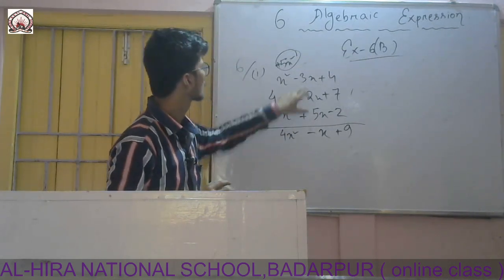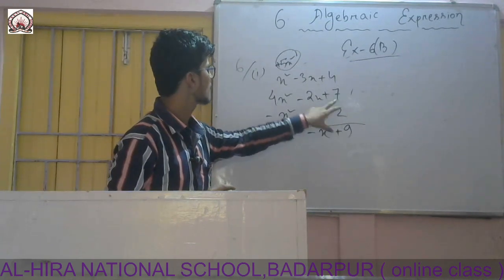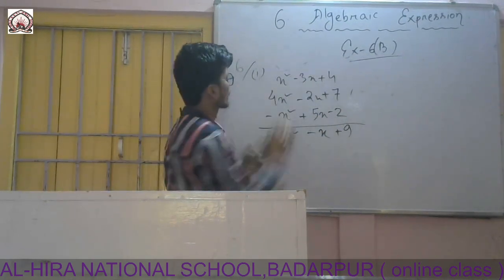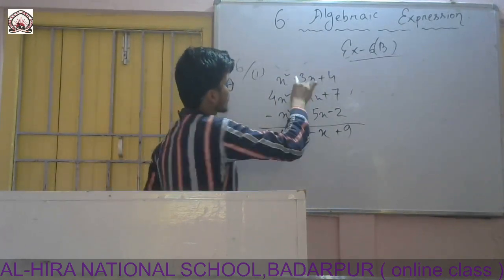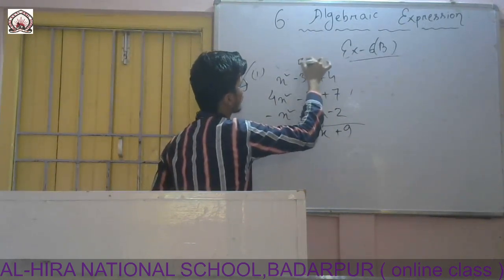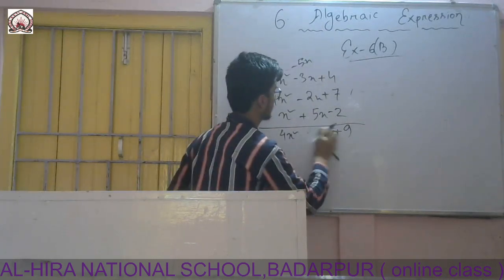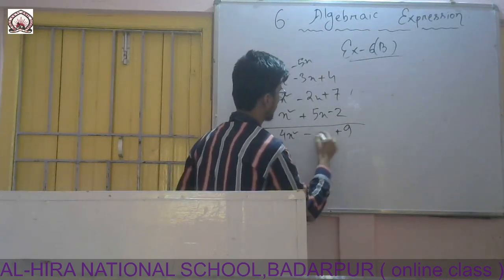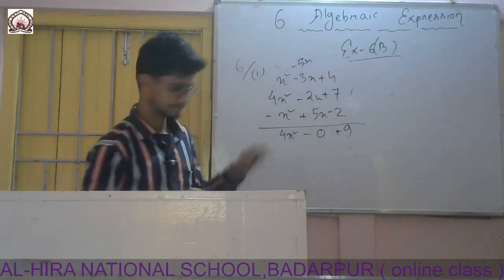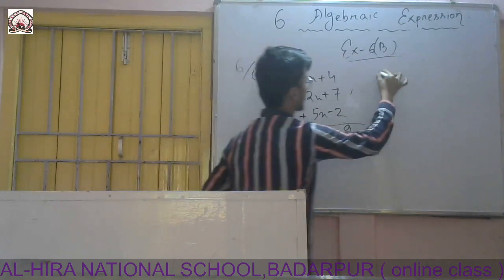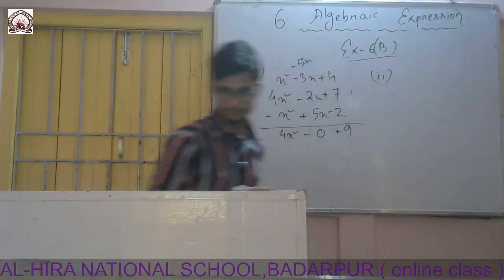Oh sorry, 4 plus 7 is 11. Okay, sorry, here it will be minus minus, it is plus. 3 plus 2 is 5x, minus 5x, and minus plus, it is minus. So 5 minus 5 is 0. So there will be 0. Sorry, you correct it.